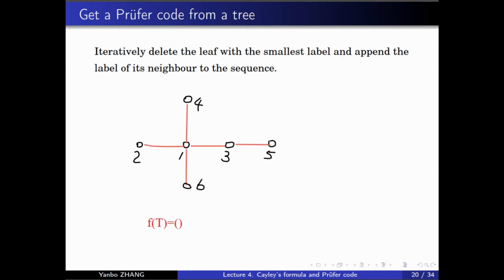Let's do another example. Get its Prufer code from the tree. At step number 1, we delete the leaf with the smallest label, which is 2, and add the label of its neighbor to the sequence. So we delete 2 and add 1 to the sequence.